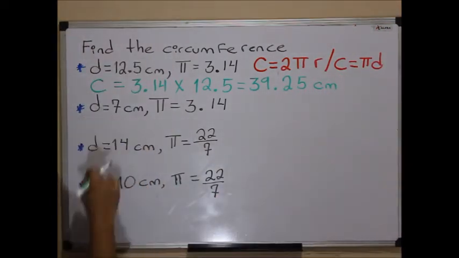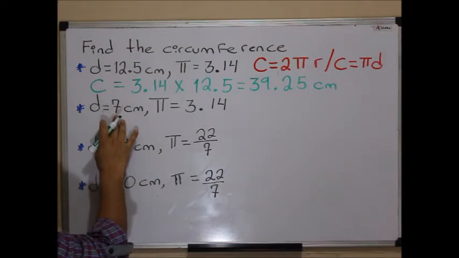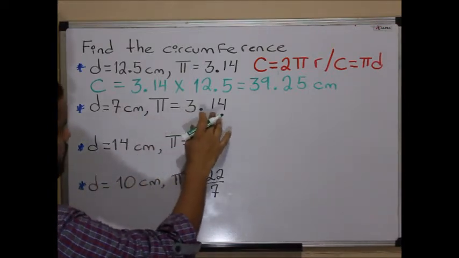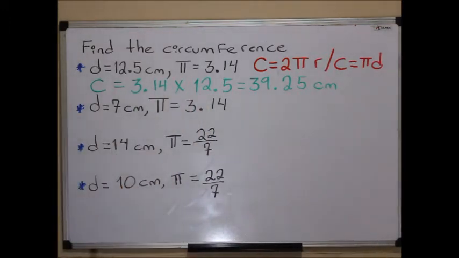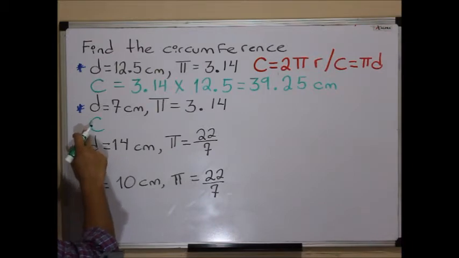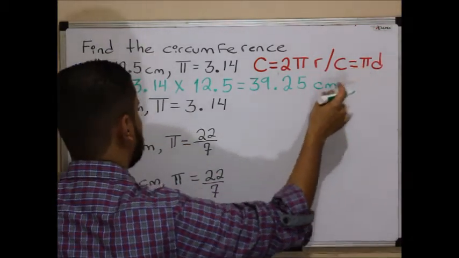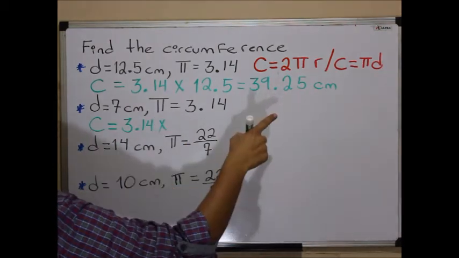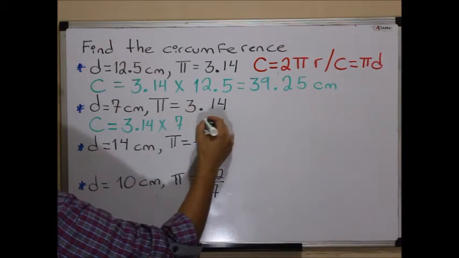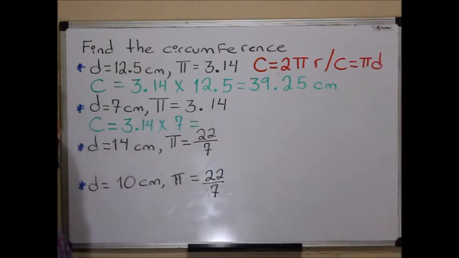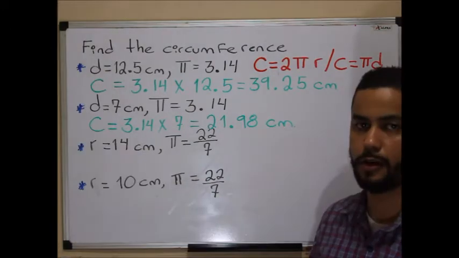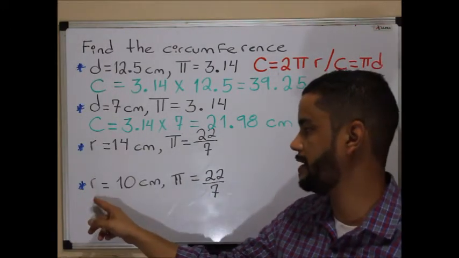We're having there diameter equal to 7 centimeters and the value of pi is 3.14. So we're going to do the same. We're going to have here circumference equal to the value of pi, that will be 3.14 times our diameter, that in this case is 7, so the value will be 21.98 centimeters.